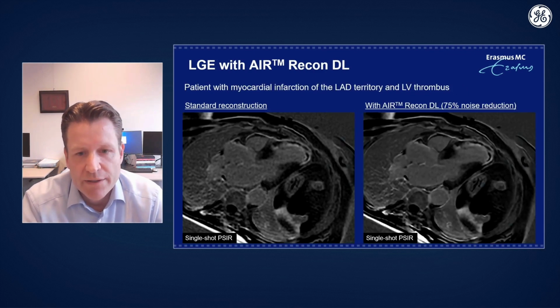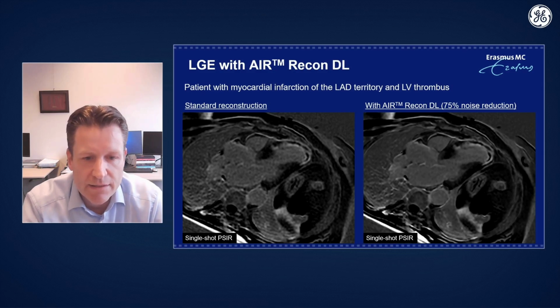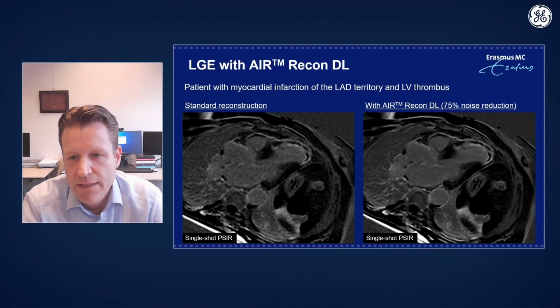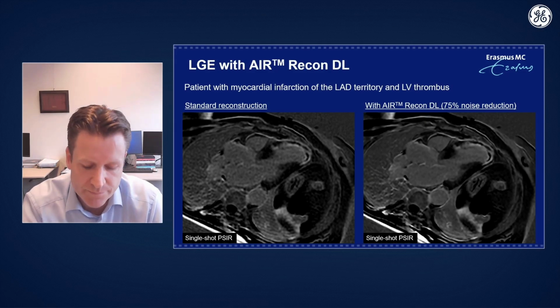This is also a patient with a myocardial infarction. Again, a single shot free reading SEER sequence was used. On the left, the standard reconstruction, and on the right, you see the reconstruction with 75% noise reduction. You see a clear LAD infarction of the anterior wall, the subendocardial infarction over the apex, and in the apex, there's a left ventricle thrombus. And you see on the right a clear reduction of the ringing artifacts and also a much more homogeneous signal of the blood.